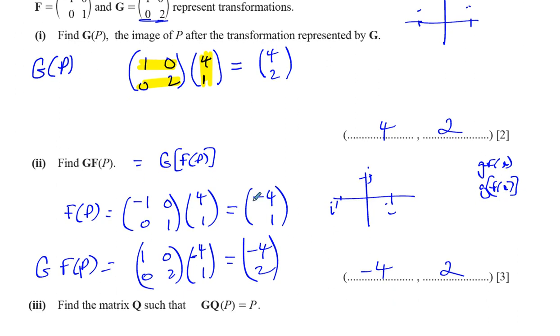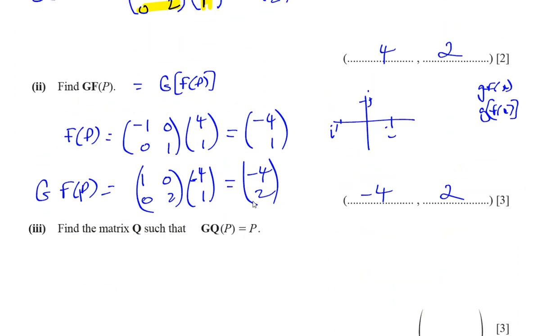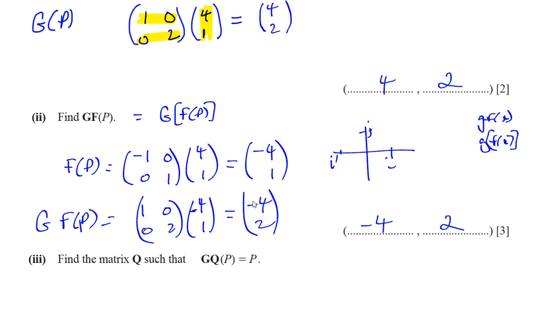Now, number 3, it says find the matrix Q such that G Q P equals P. Well, what does that mean? What that means is the matrix Q has done something to P, and the matrix G has basically undone it. It's done the reverse, because you end up back at P again. So Q P took it somewhere, and G of Q P took it back to where it was.